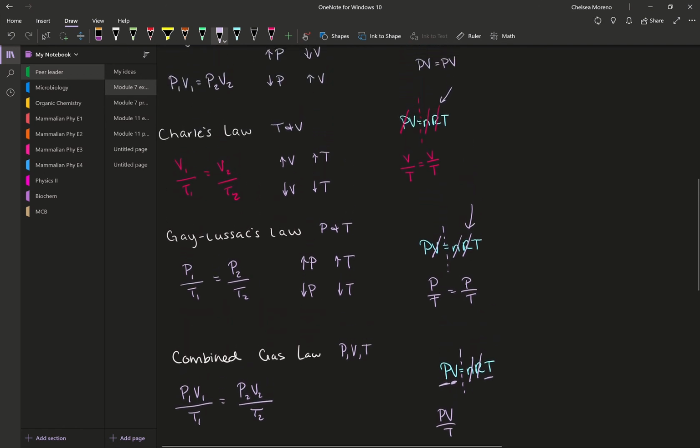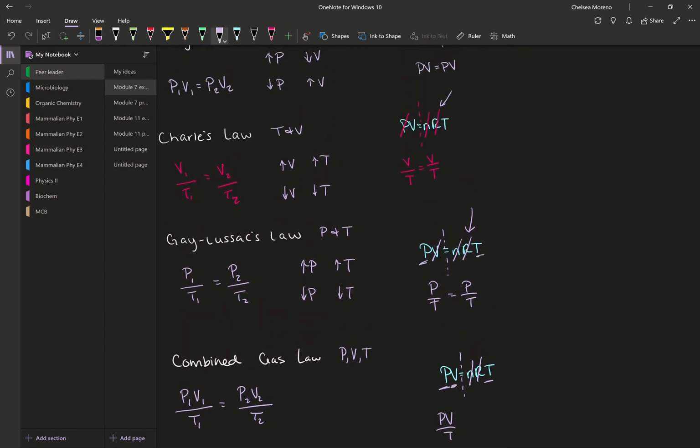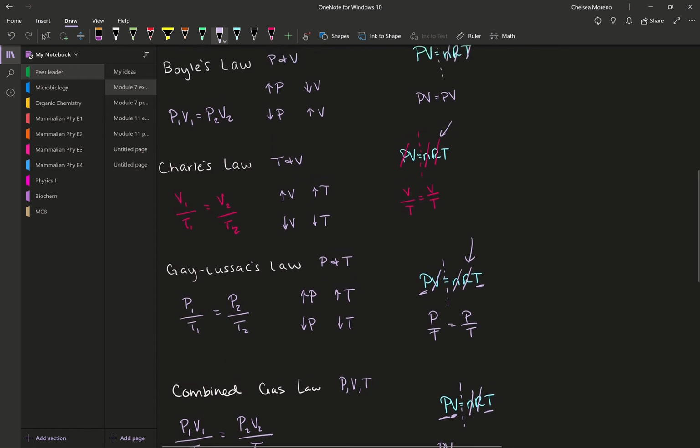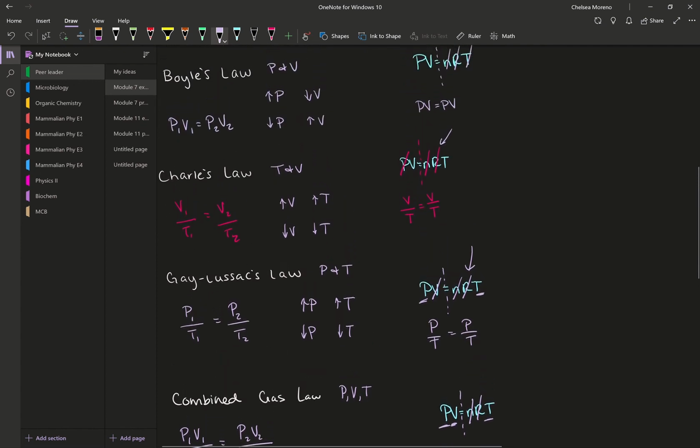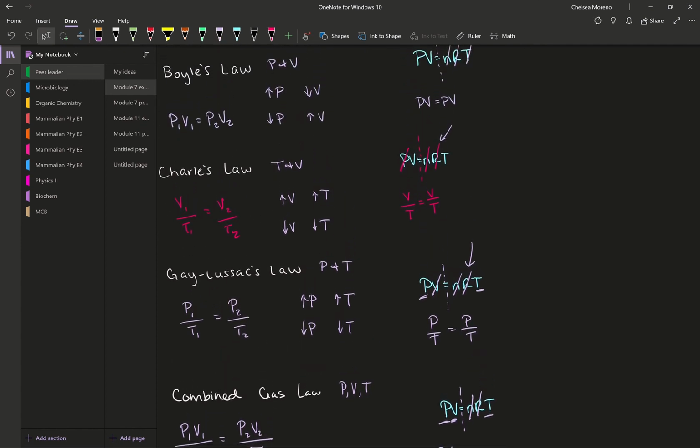And then if you go to Lussac's law, pressure and temperature are the only ones changing. So that's how all of them go for each one. This is a simple video just to show you how to derive the equations and look at the relationship between pressure, volume, and temperature.